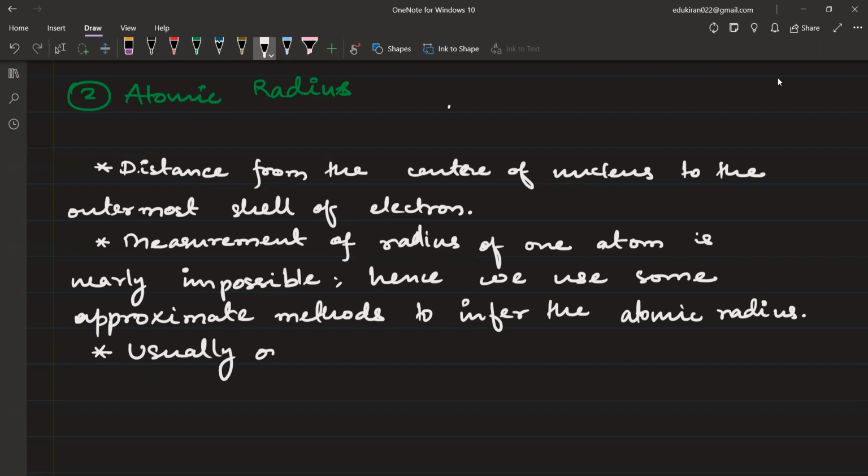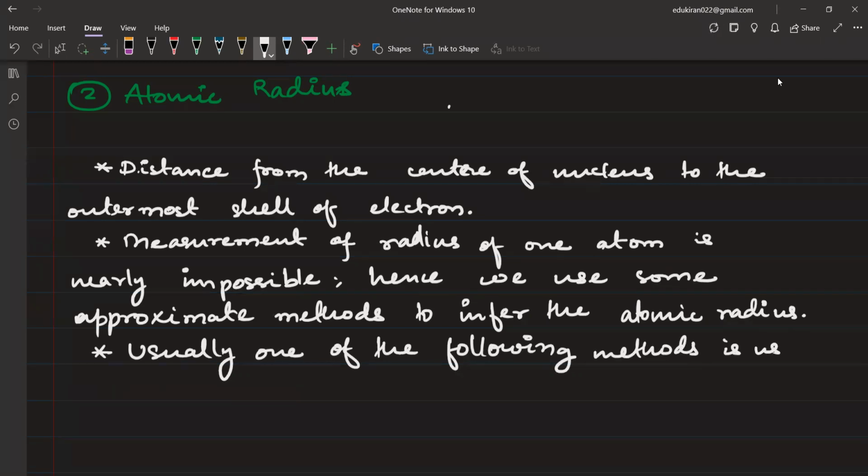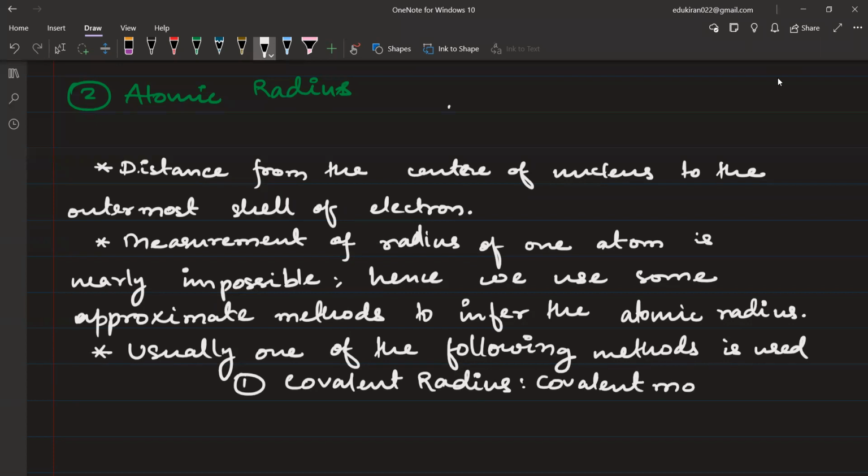Right, next. Usually, one of the following methods is used. Right, number one, covalent radius. Obviously, covalent radius will be used for covalent molecules, which are generally non-metals. I'm writing NM, NM is non-metal, okay?